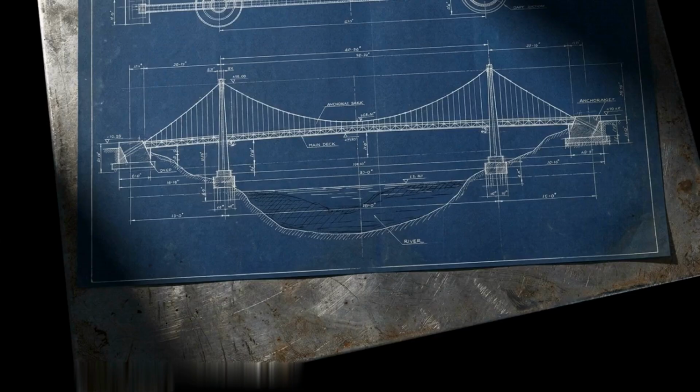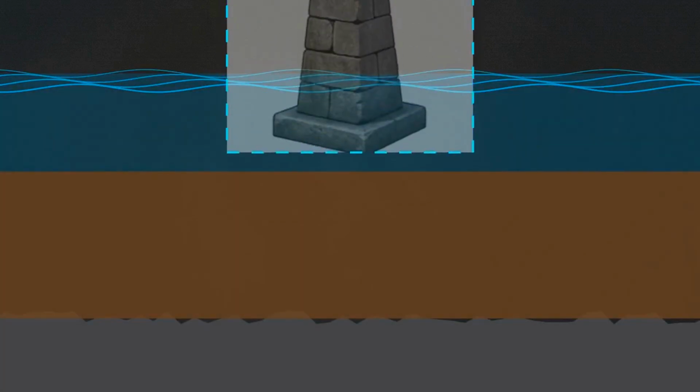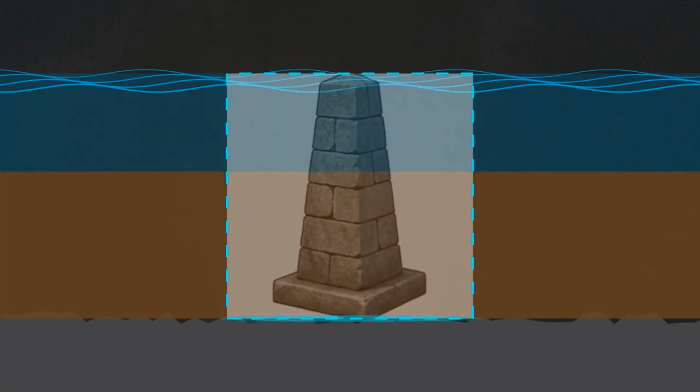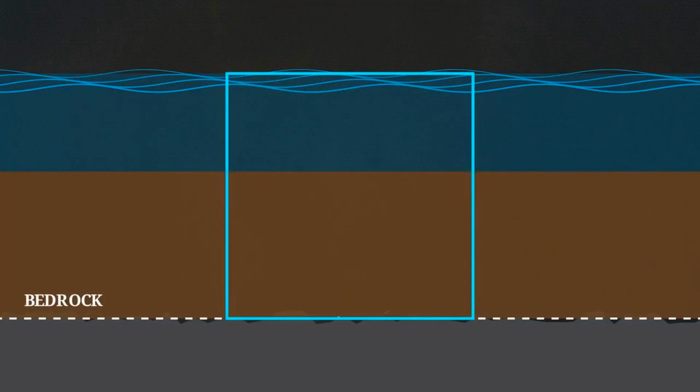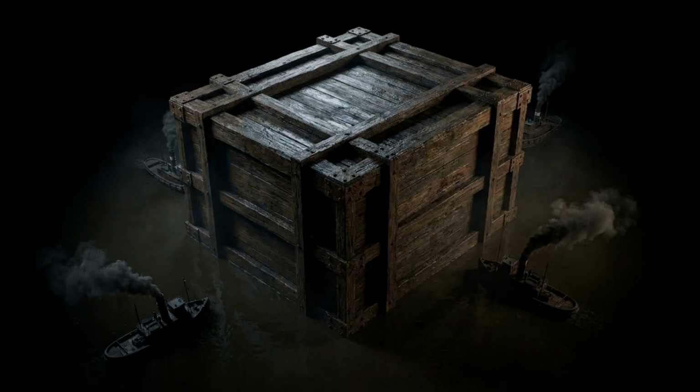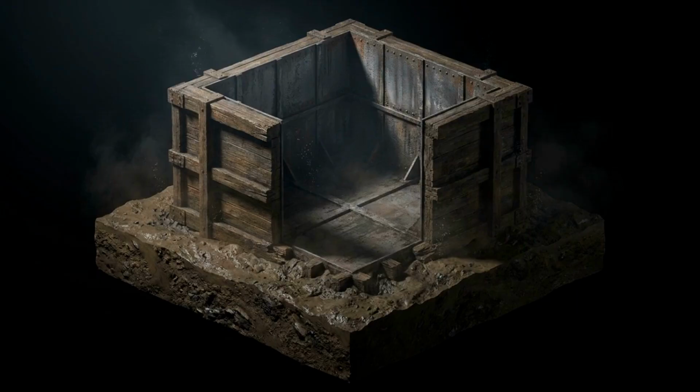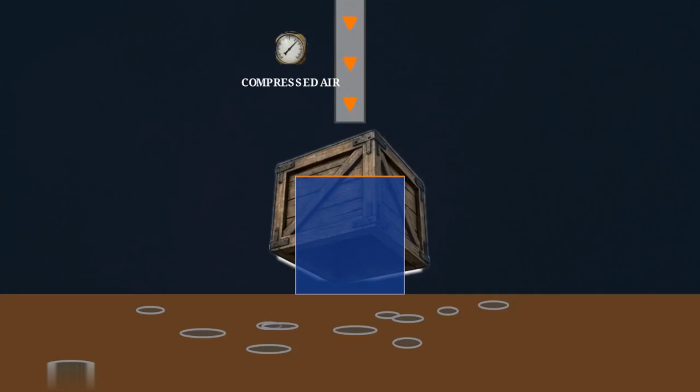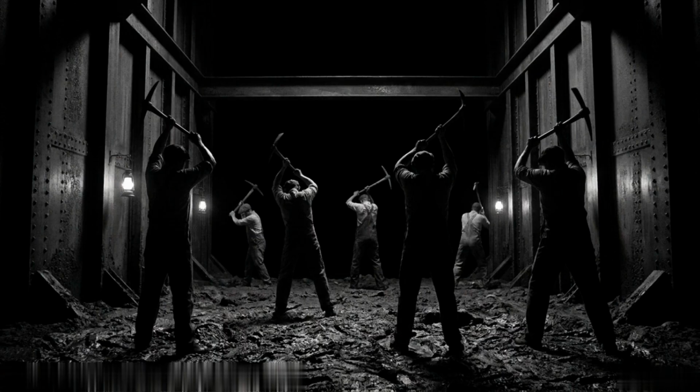Before engineers could test this new math in the air, they had to secure foundations deep underwater. A massive steel tower requires a bedrock base. To reach the bedrock, crews used pneumatic caissons. These were massive, airtight wooden boxes sunk into the riverbed. Compressors pumped air down into the box, forcing the river water out so men could dig through the mud at the bottom. This required precise biological math.